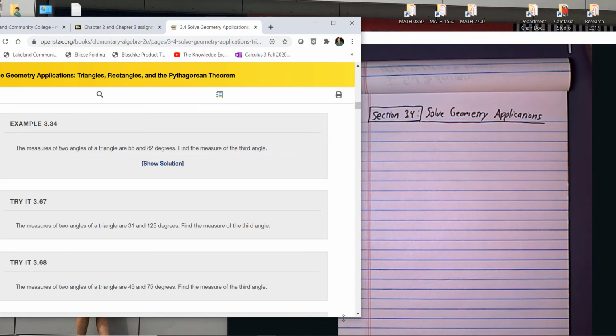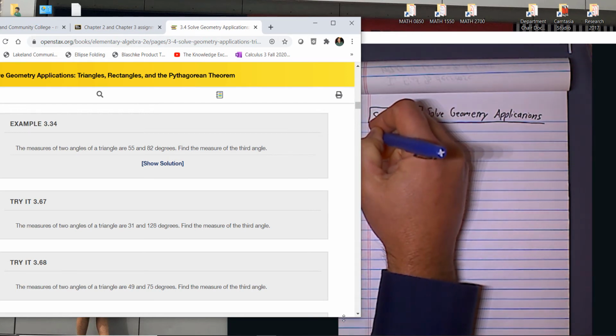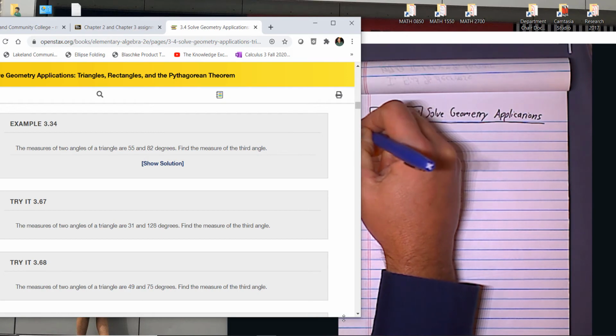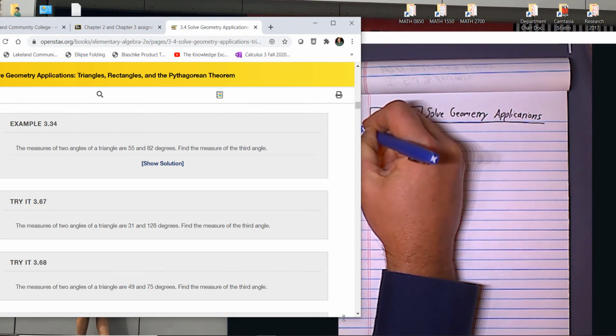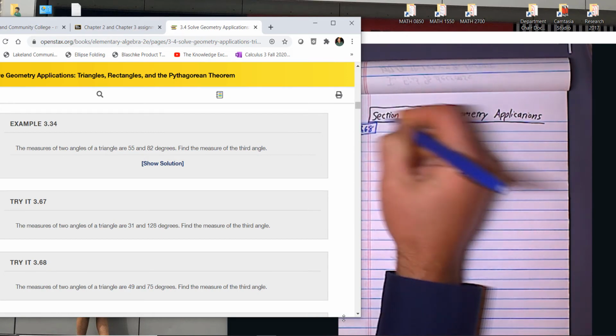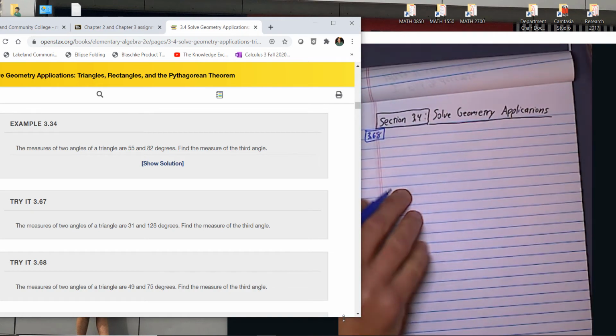You're going to find that these applications involve some facts from geometry that you probably learned in high school and might not remember, so I think a little refresher as we go through is not a bad idea. But again, I'm going to be using my 5-step method. So again, this is 3.68, the You Try It problem.